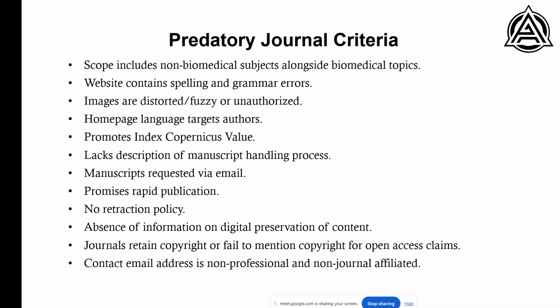Let's say I'm running a fake journal. The journal name is A, and I'm creating an email address in the name of journal B, and I'll be sending you a mail stating that we are from journal A. You can submit your paper to us, and we will publish. That is non-journal affiliated. So these are all the main factors or important criteria that you can use to identify fake journals.